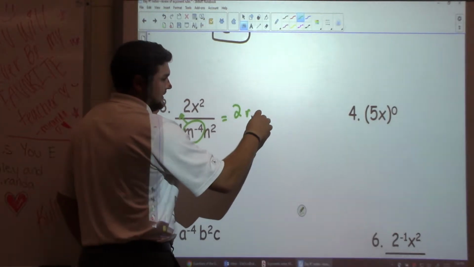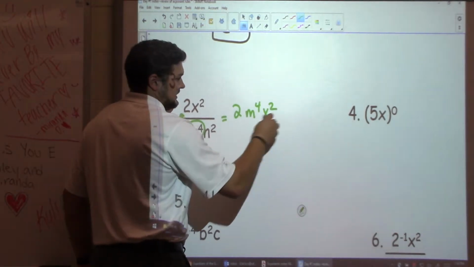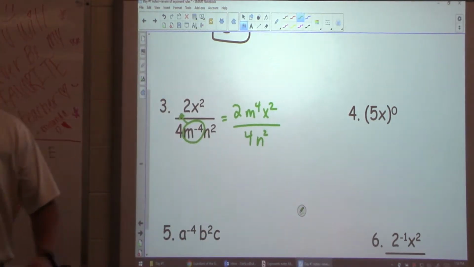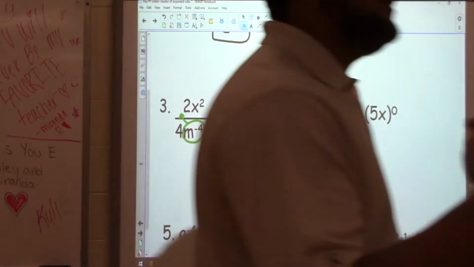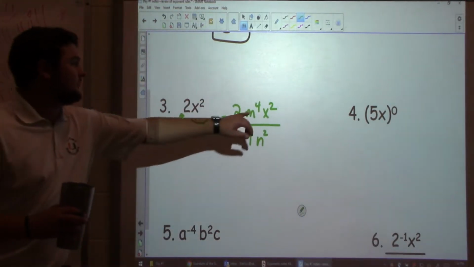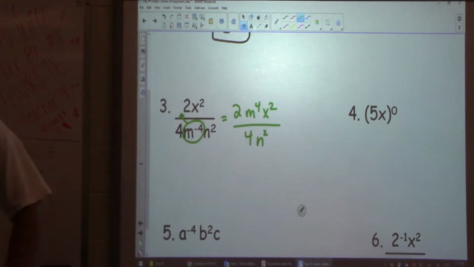So I get 2m to the 4th x squared over 4n squared. Now, do you think it matters if I write m to the 4th x squared or x squared m to the 4th? No, I really don't care what order you use. Me, being OCD with my brain, I have to write it in alphabetical order. 99.9% of the time, I will write them in alphabetical order, left to right. You do not have to.